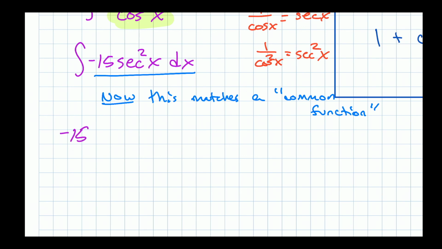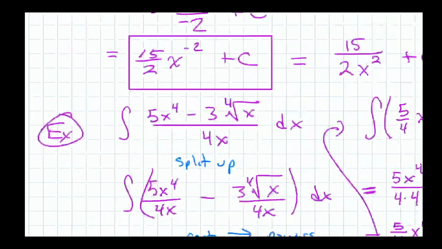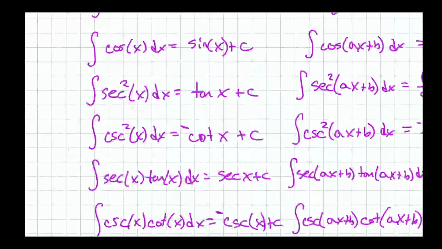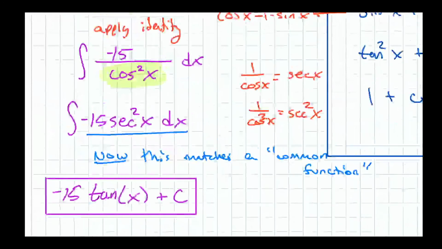So we have the negative 15. The antiderivative of secant squared is just tangent. Not tangent squared, nothing like that, just tangent x. So the antiderivative is the easiest part of this. You're just matching up secant squared with your formula. Let's scroll way up here. You're matching up secant squared with your formula right here. That's all. The hard part was knowing to use the identities.